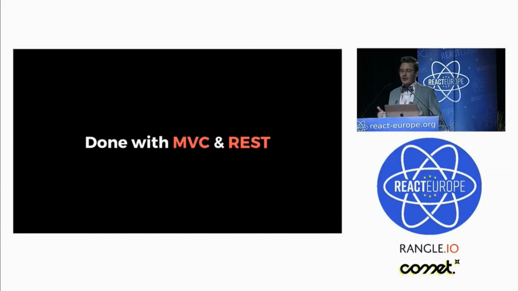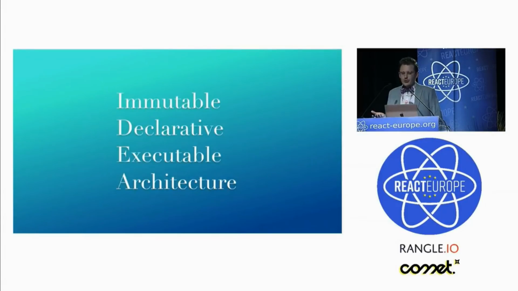So I'm kind of done with MVC and REST, and I think it's time that we rethink how we architect our apps. And as I've been observing apps built both at Facebook and in the larger developer community, I'm starting to see a new application architecture emerge to better solve these problems. And I don't know if it has a name yet, so I've started to call it the Immutable Declarative Executable Architecture, or at least that's the idea I came up with.